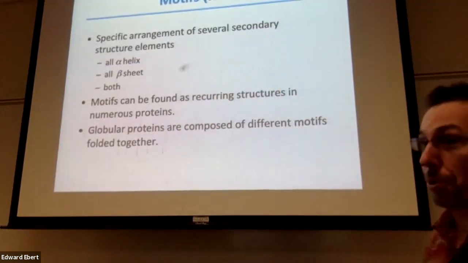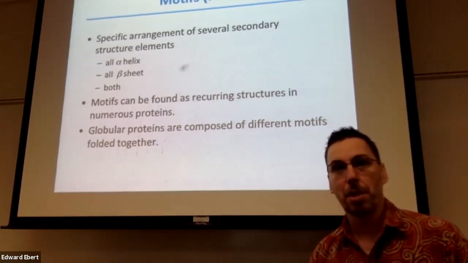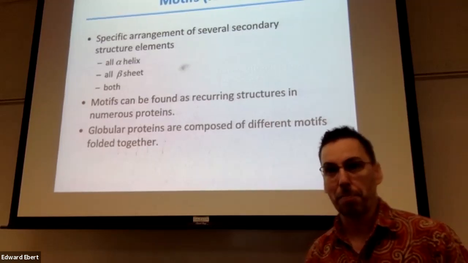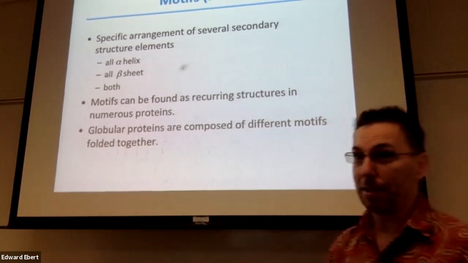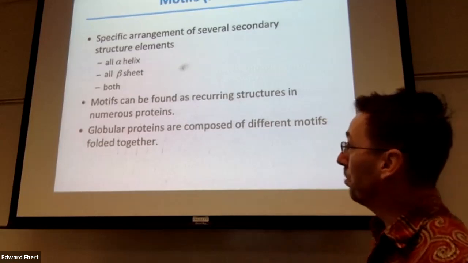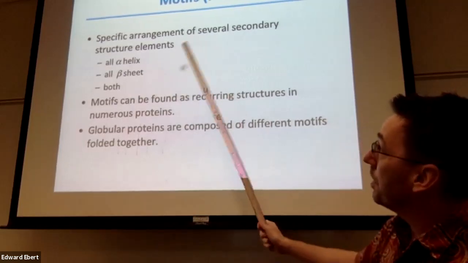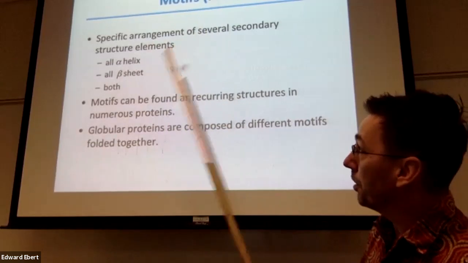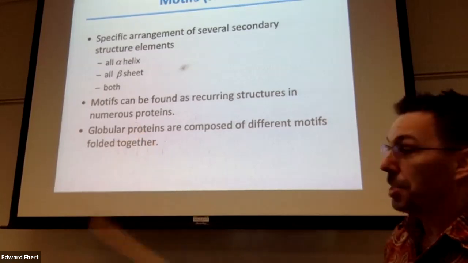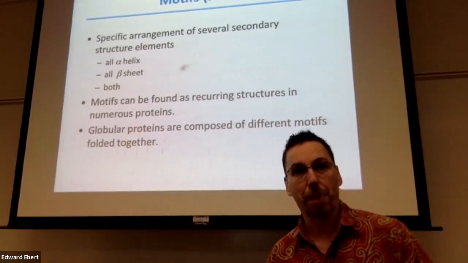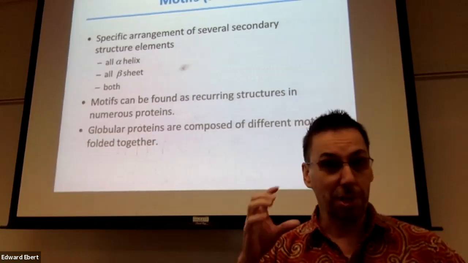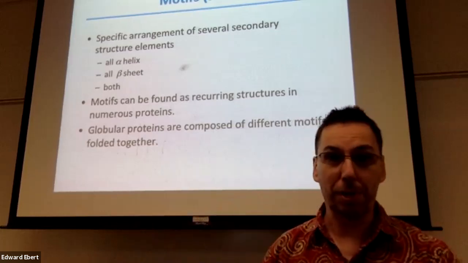A lot of our folds are going to have very specific patterns to them. We can take these simple alpha helices and beta sheets and combine them to make a more complex structure. Again, the visual I always like is taking simple Legos and building something big out of them. So we can see motifs that'll have all alpha helix or all beta sheet, or it can be a combination of those. And these motifs will be particular patterns that can be found throughout there. And our globular proteins tend to be composed of a series of motifs that then all fold in together.